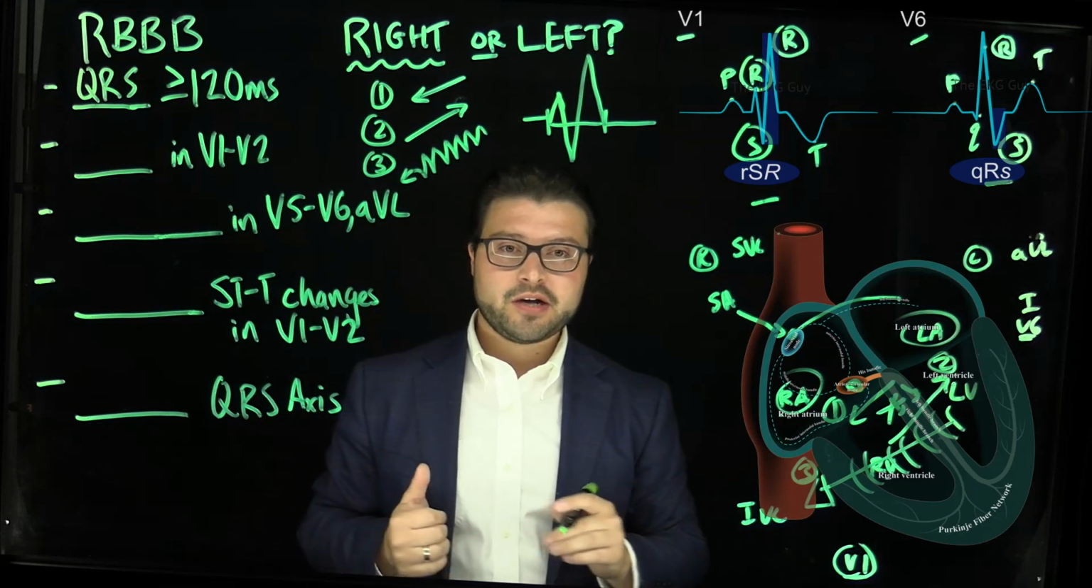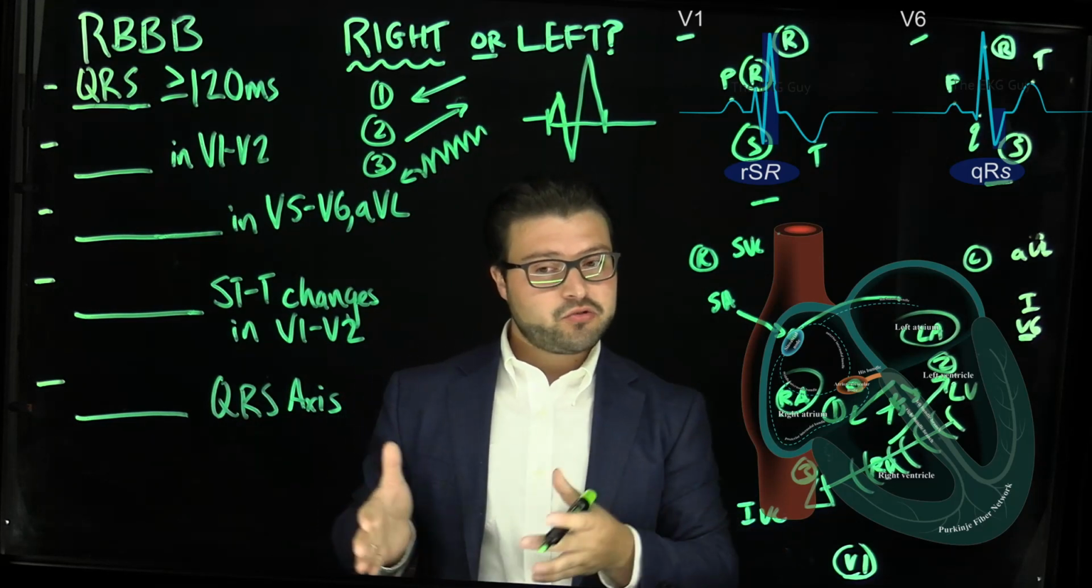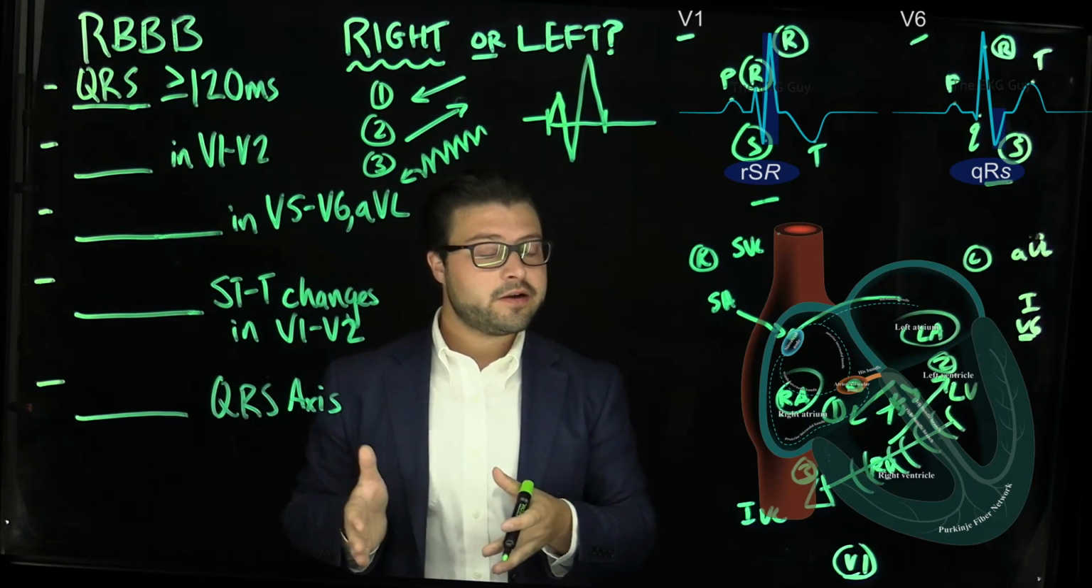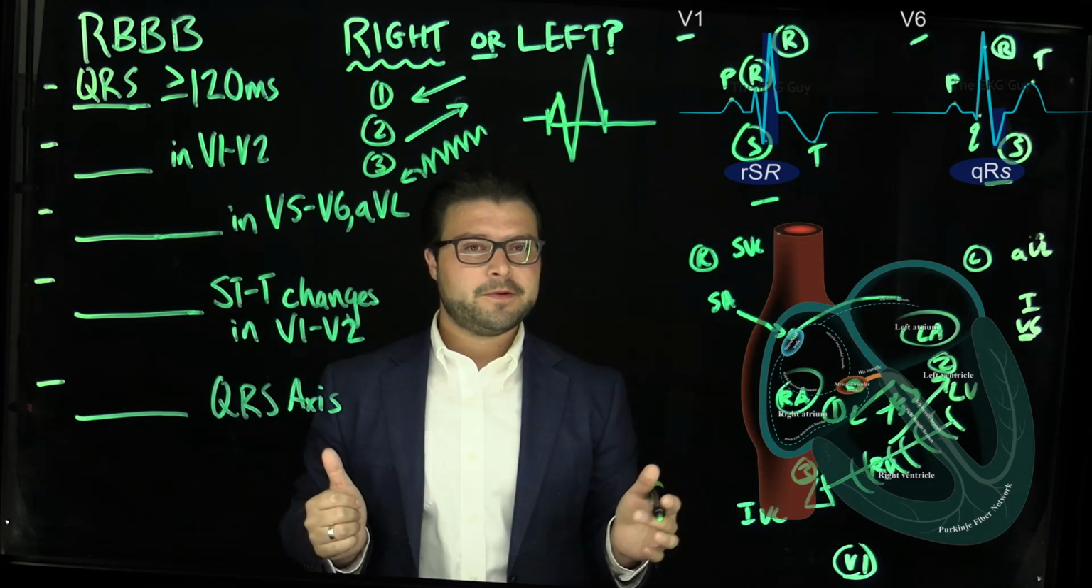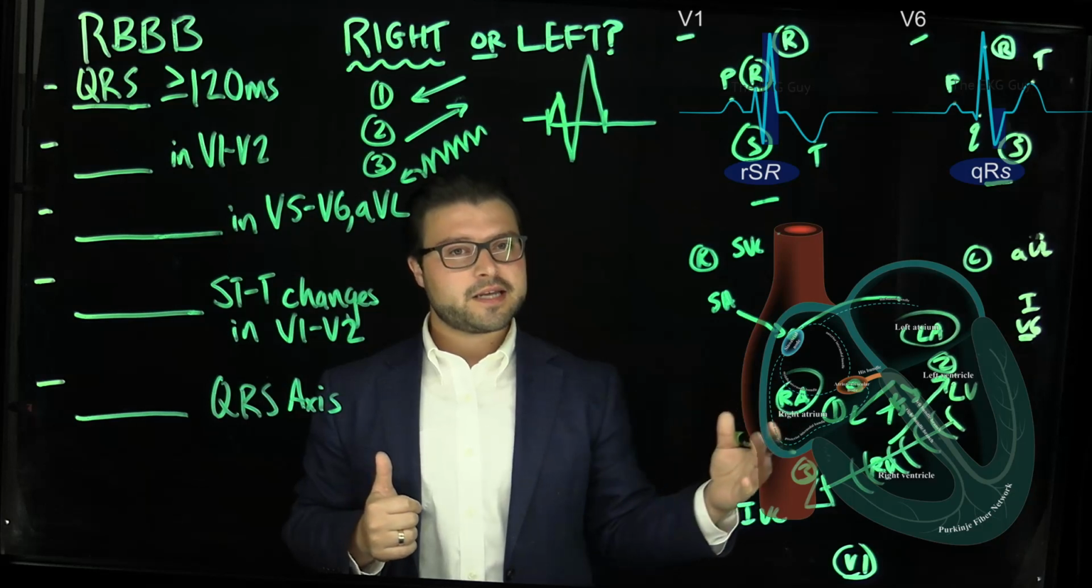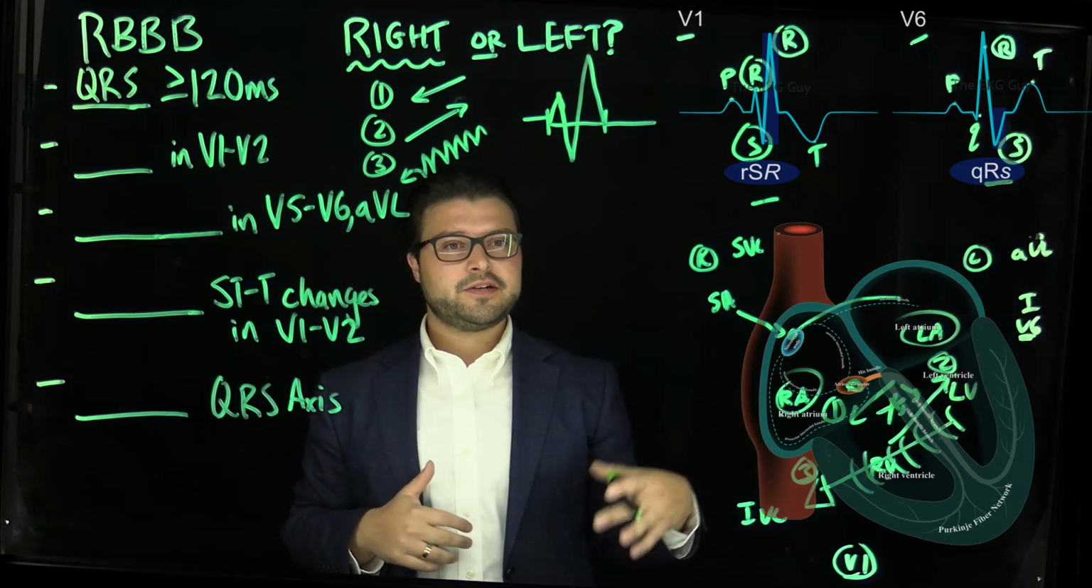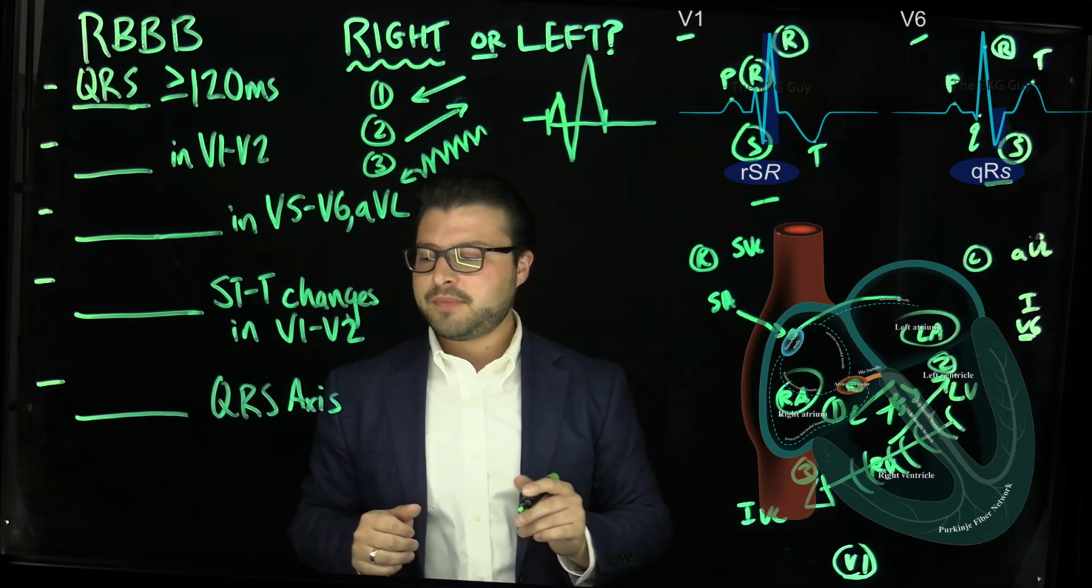So the QRS duration is wide. Normally it's 70 to 110 milliseconds in adults, even shorter in kids as they're younger. But in adults, 70 to 110 milliseconds is normal. Once you hit that 120 millisecond mark, that is considered prolonged in our adult patients.